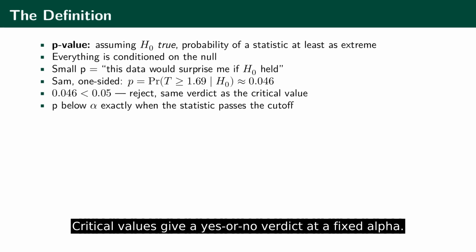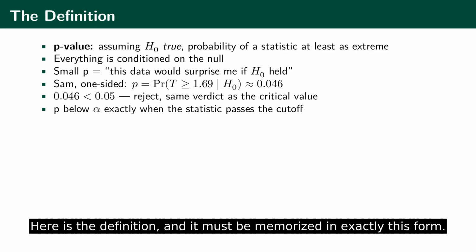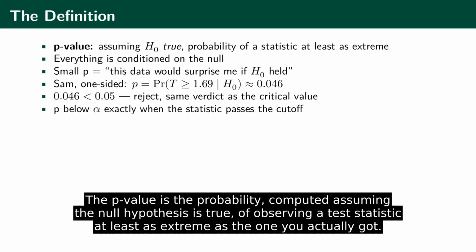Critical values give a yes or no verdict at a fixed alpha. The p-value reports something richer, how extreme the data are, on a continuous scale. Here is the definition, and it must be memorized in exactly this form. The p-value is the probability, computed assuming the null hypothesis is true, of observing a test statistic at least as extreme as the one you actually got.